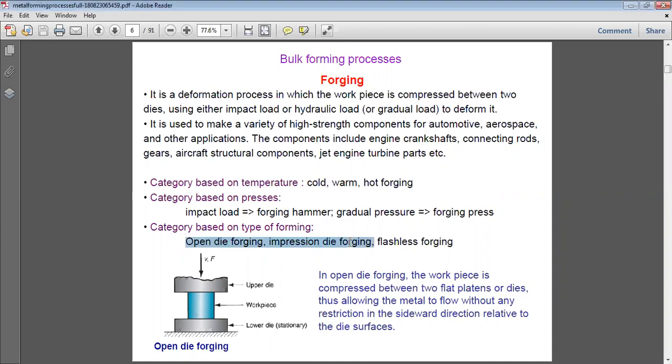Now, what are these three forgings? We will be discussing each in detail. First, open die forging. In open die forging, the workpiece is compressed between two platens or dies, thus allowing the metal to flow without any restriction in the sideward direction relative to die surfaces. As we see in this figure, this is the upper die, this is lower die, in between is the workpiece. Clear? So when the workpiece is compressed between the two dies, the force is put in the vertical direction.